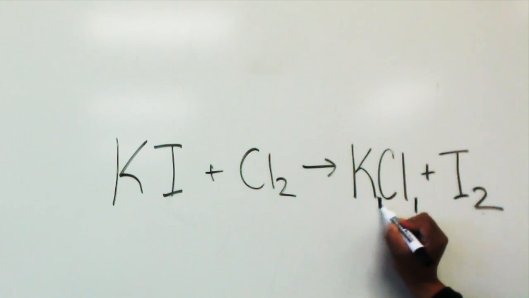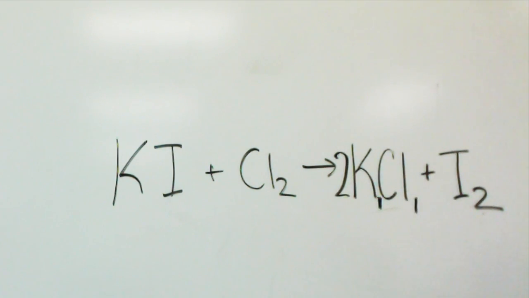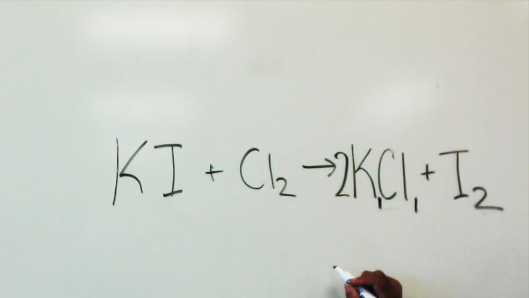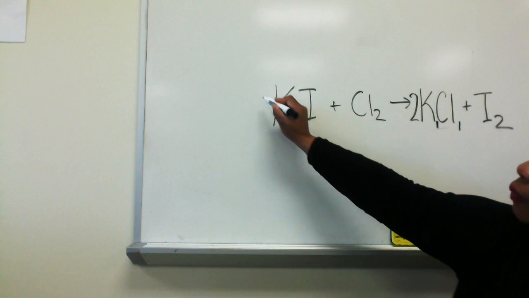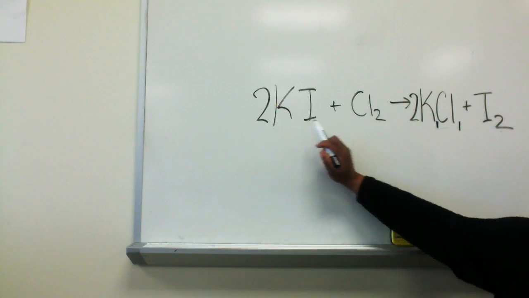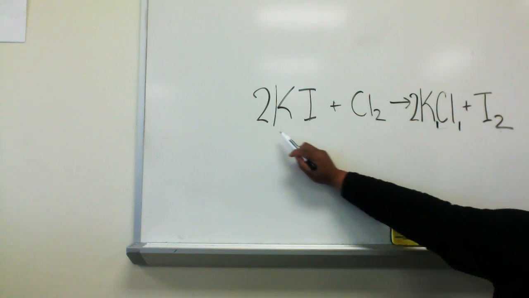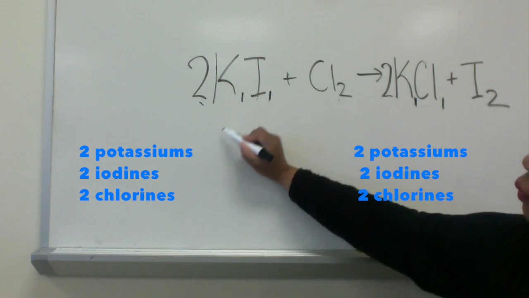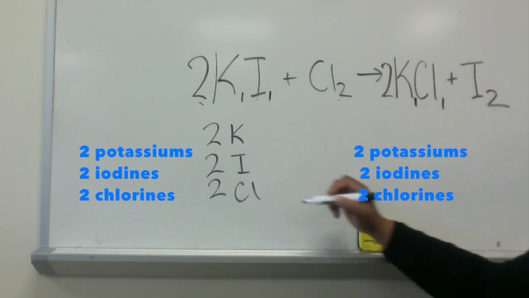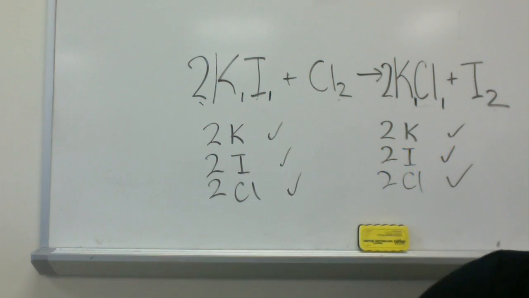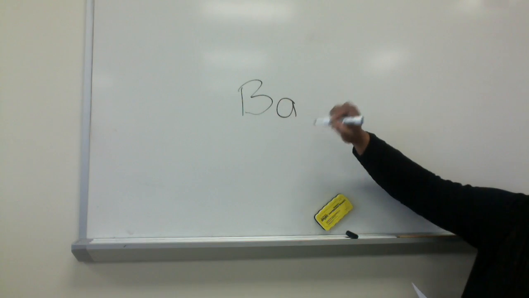So we will multiply by a coefficient of 2 because we cannot change subscripts, but we can manipulate by adding coefficients. So we now have 2 chlorines and 2 potassiums. We go to the other side and say, okay, if we have 2 chlorines and 2 potassiums, then we need to have 2 potassiums on the other side also. So now we'll have 2 potassiums, 2 chlorines, 2 iodines, which also happens to match the 2 iodines on the right. Check, check, check. We are balanced. Let's go to the next one.